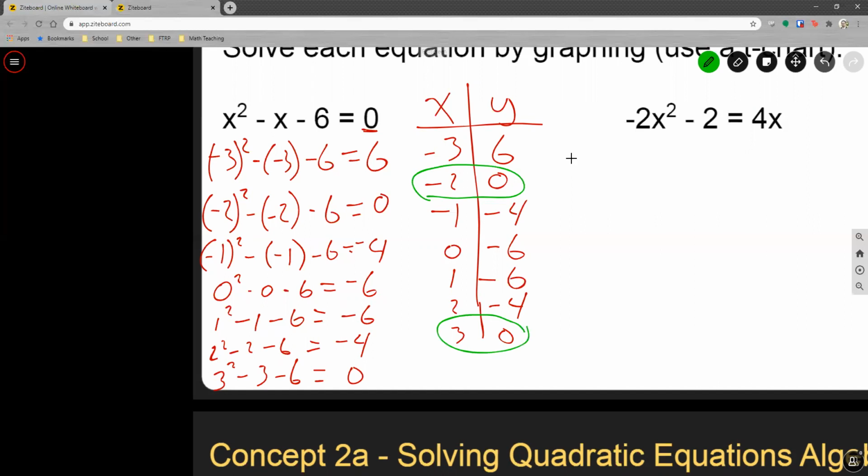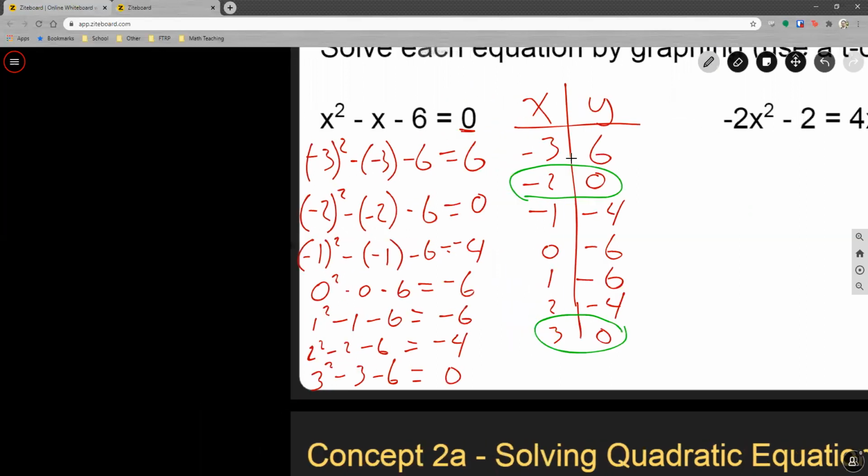So with this information, I can start to build my graph. Or I can plot out my graph, I should say.